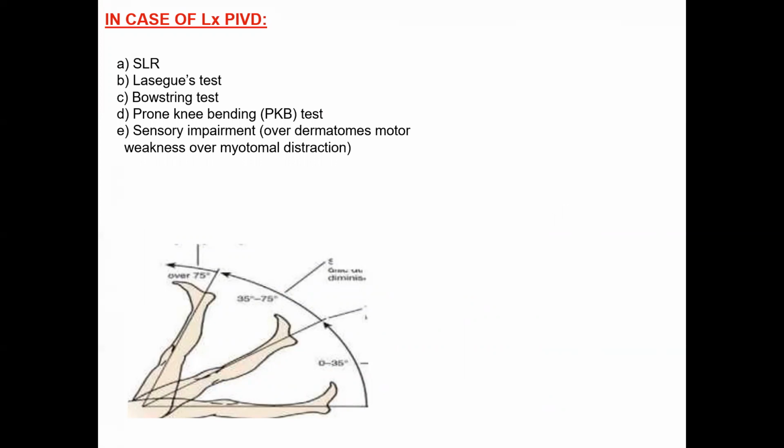In case of lower PIVD, we can go for some tests like SLR, Lasegue test, bowstring test, prone knee bending test, and sensory impairment over dermatomes, motor weakness over myotomal distribution. That's how you can perform the test.